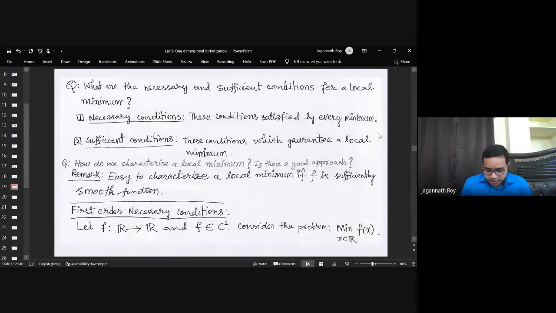So what are the necessary and sufficient conditions for a local minimum?